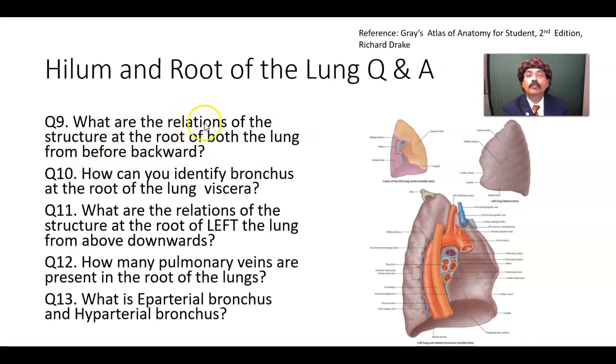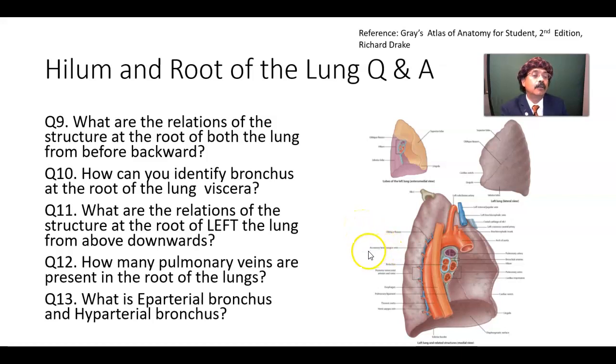What are the relations of the structures to the root of both lungs from before backward? From before backward, we should have the superior pulmonary vein, then the artery, and the bronchus. The bronchus is usually posterior. So we have the superior pulmonary vein, pulmonary artery, and the bronchus. There is a relationship in both the left lung and right lung.